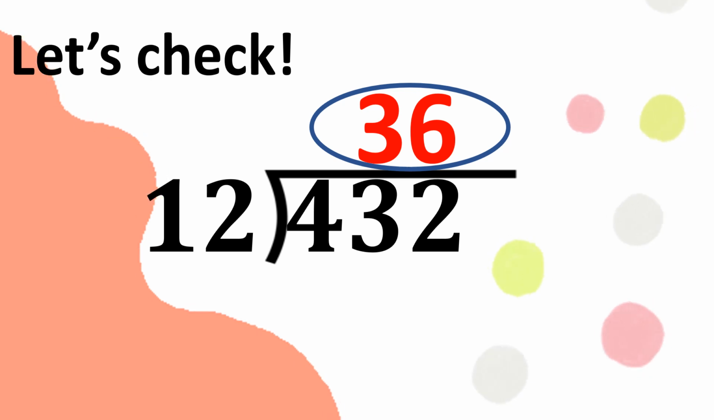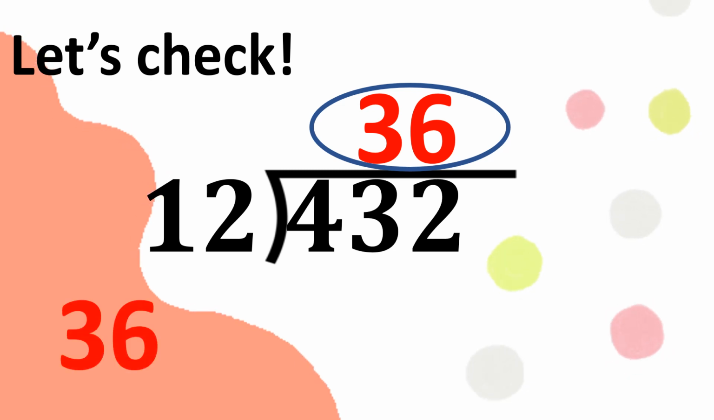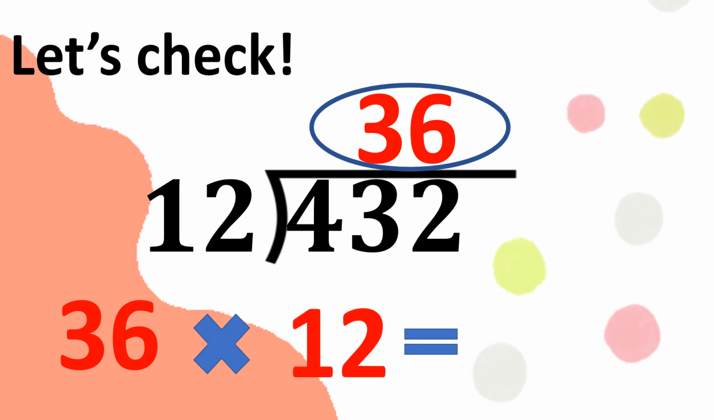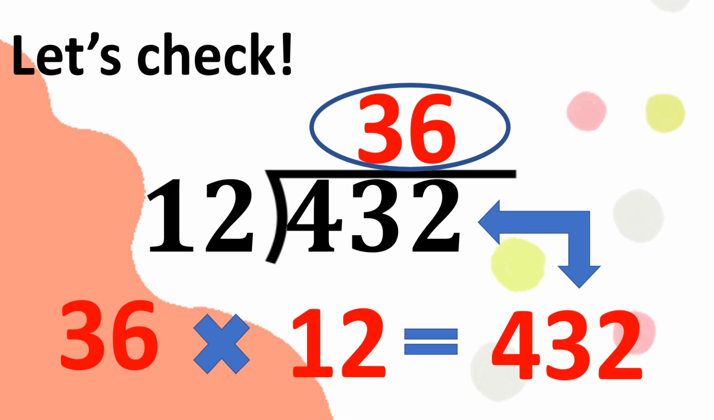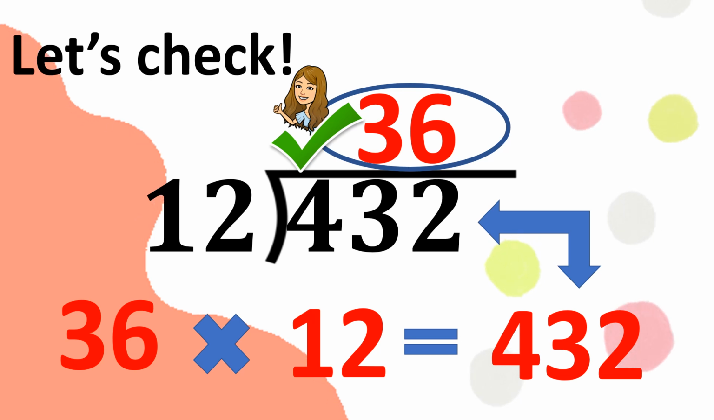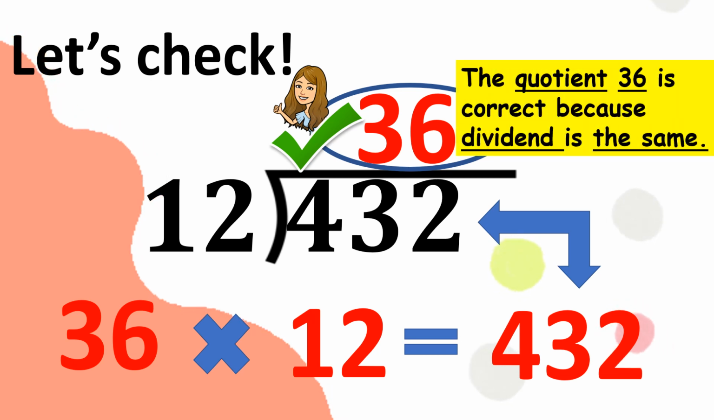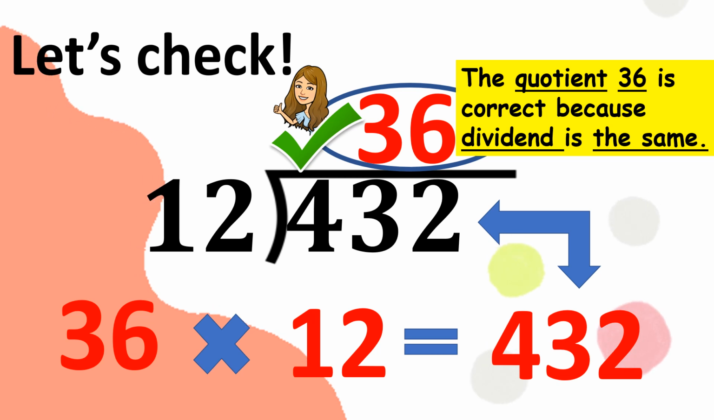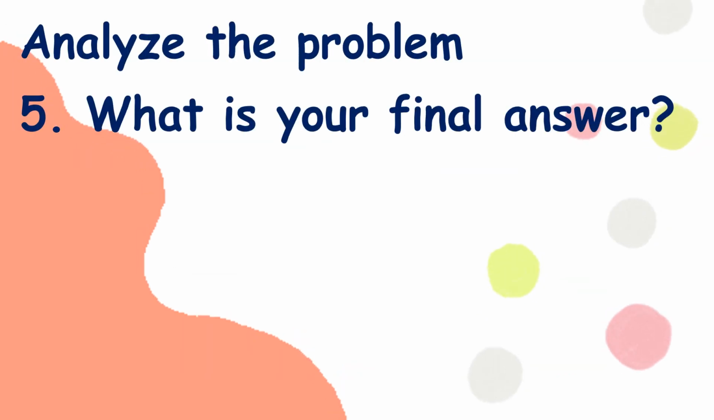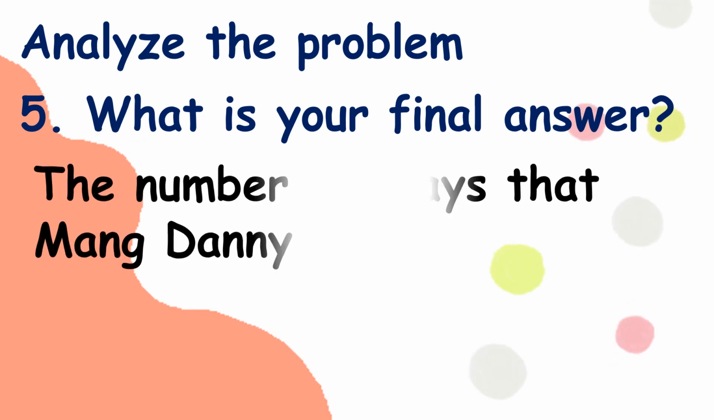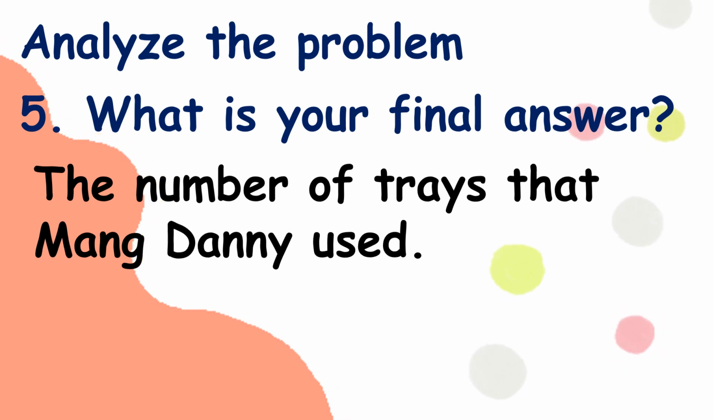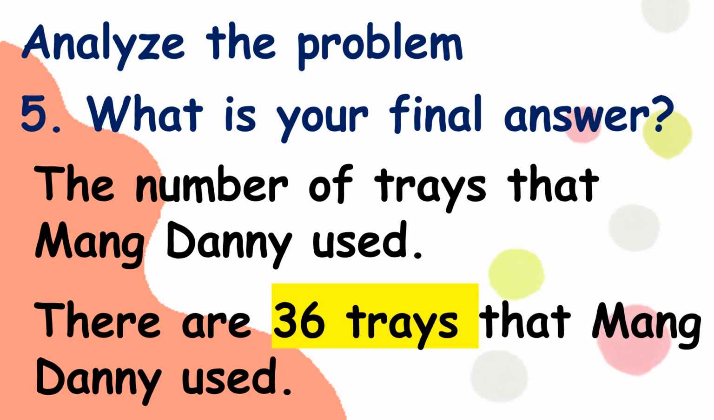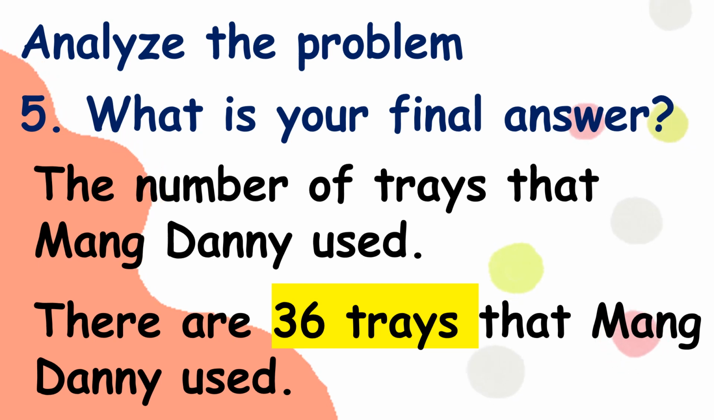So now let us check. 432 divided by 12 is equal to 36, and 36 times 12 is equal to 432. As you can see, the dividend and the product of 36 and 12 are the same. So 36 as a quotient is correct because the dividend is the same. So for number 5, what is your final answer? Remember, class, that the question is we need to find the number of trays that Mang Dani used. So, there are 36 trays that Mang Dani used.